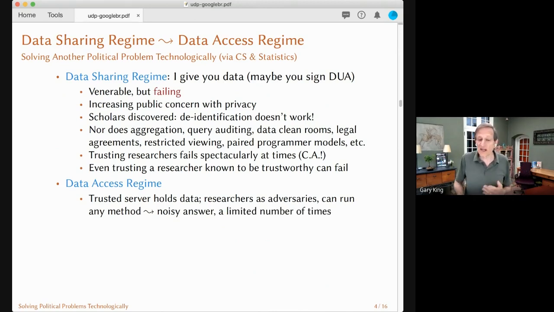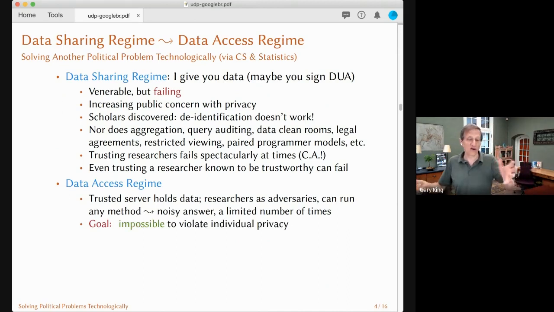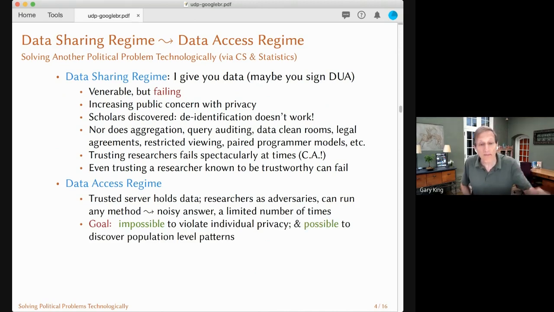They can only run it a limited number of times because of the privacy budget. The goal, not necessarily achieved, but the goal, is to make it impossible to violate individual privacy, but possible to discover population level patterns.